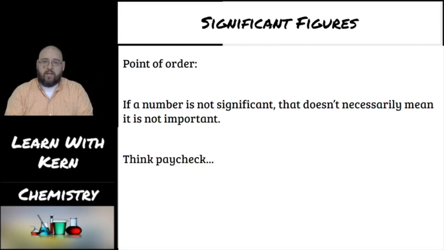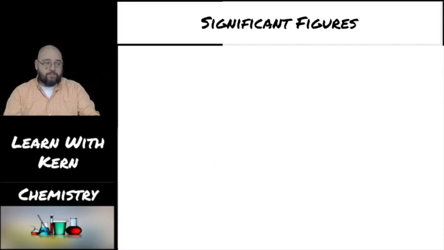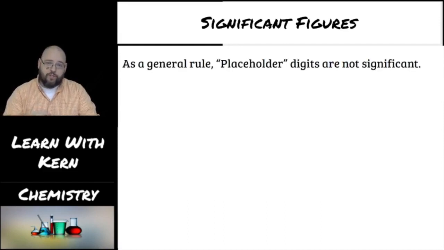Hopefully you understand the difference between significant and important. Just because something is not significant does not mean it is not still important. We call those placeholders, and as a general rule, placeholder digits are not significant, but they are very important because they tell you the value of the digits that are significant. The 1 in the 1,000 is a significant digit, and the zeros tell you the size of that 1. They tell you that it's $1,000, not just $1. That's why we call them placeholders.